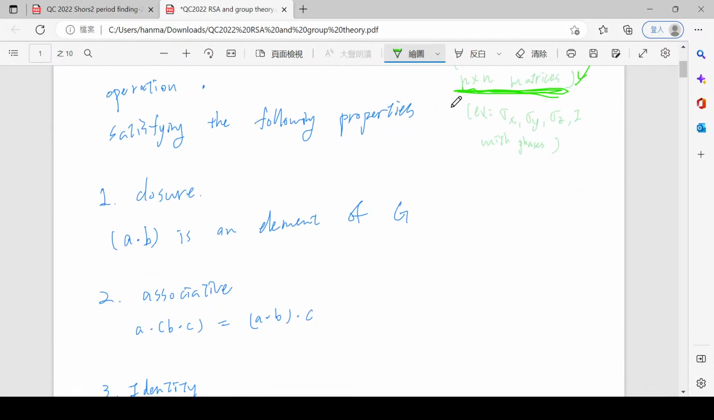And then the multiplication, you do need to satisfy associativity. Well, that's just this. And usually you have this.